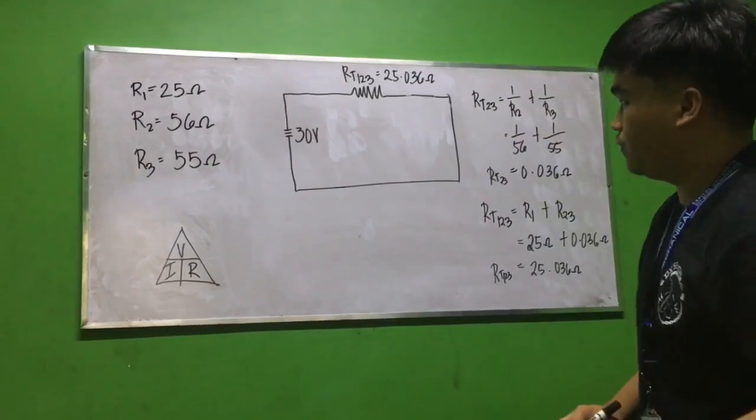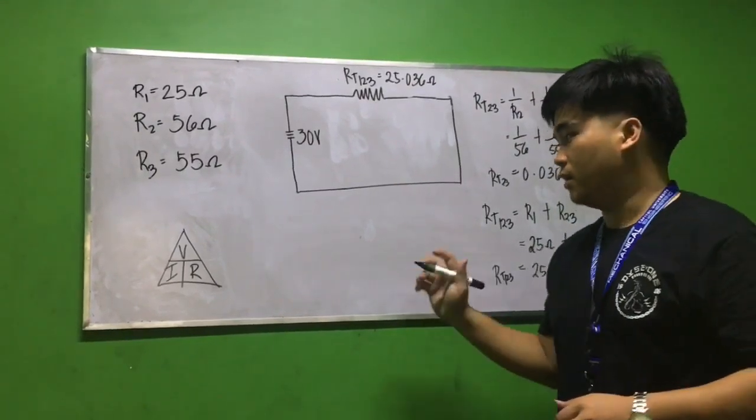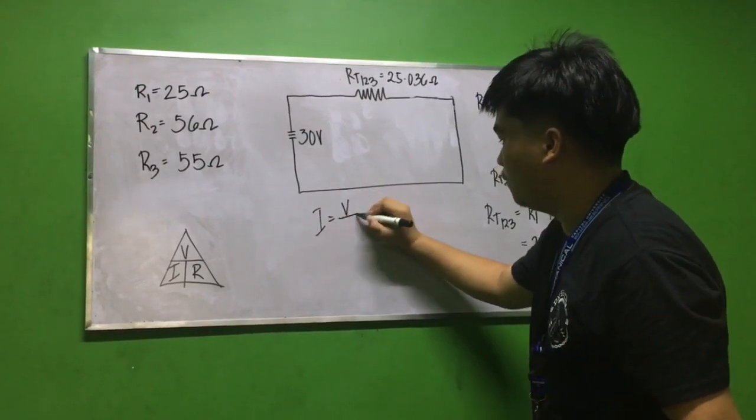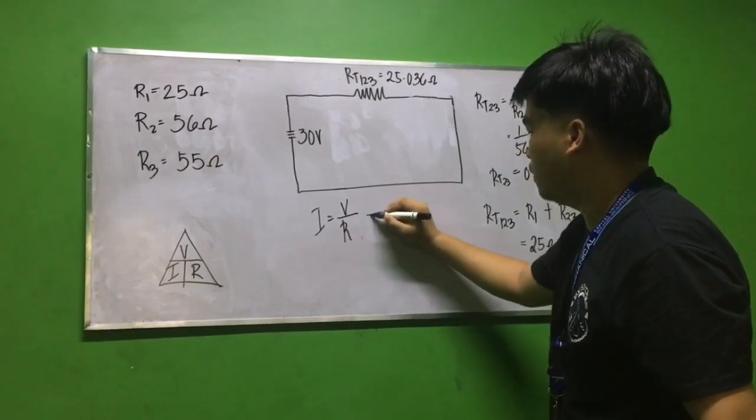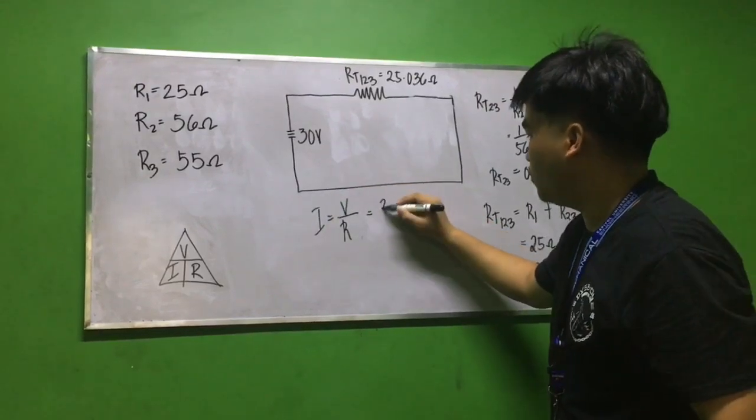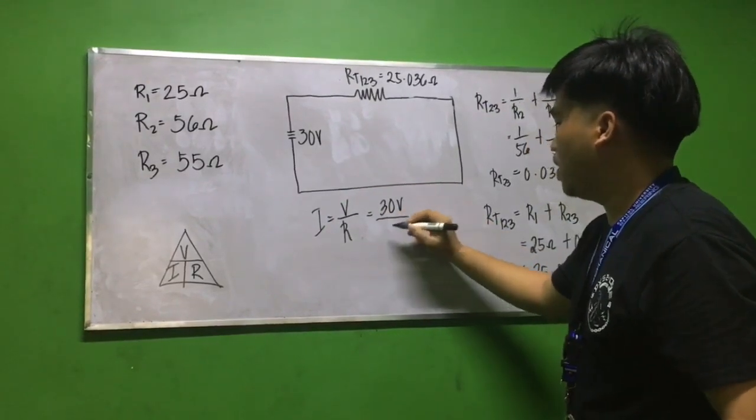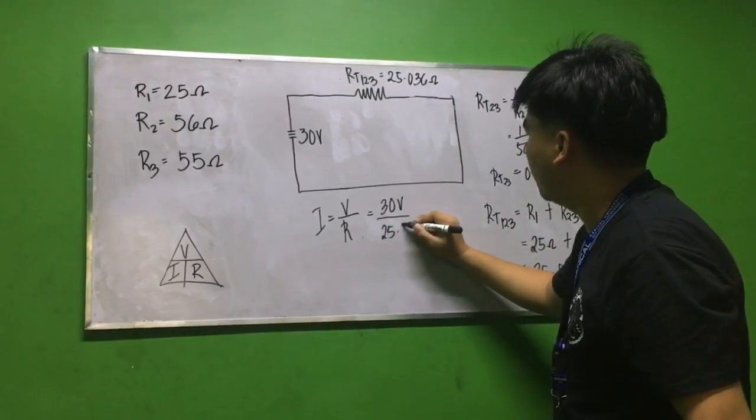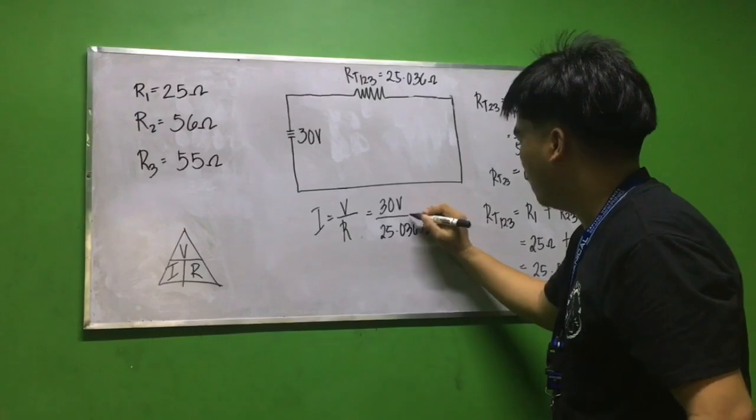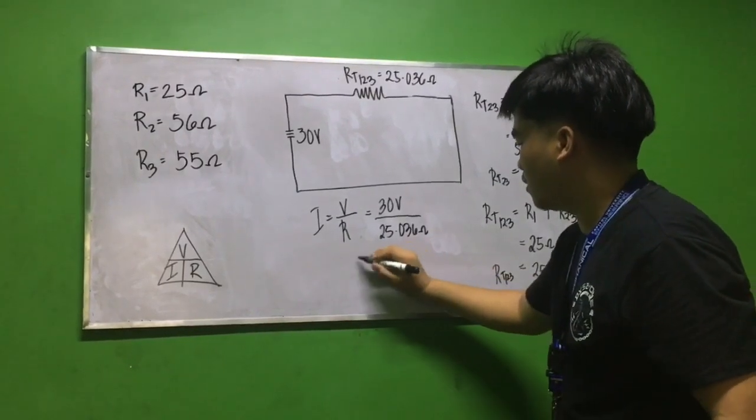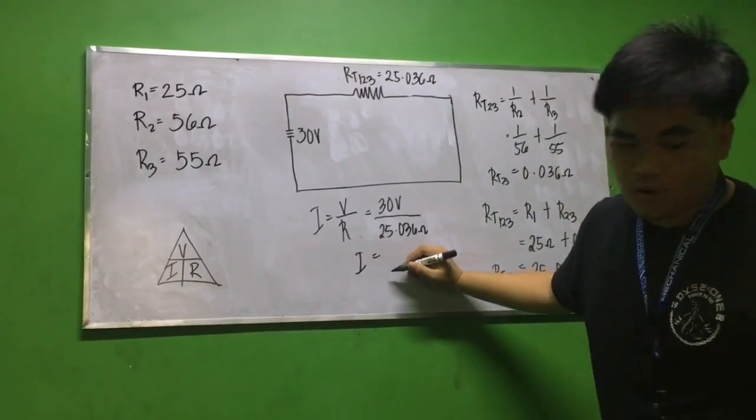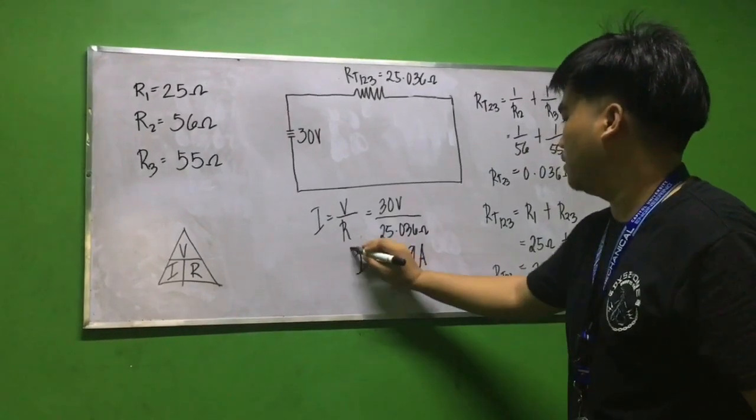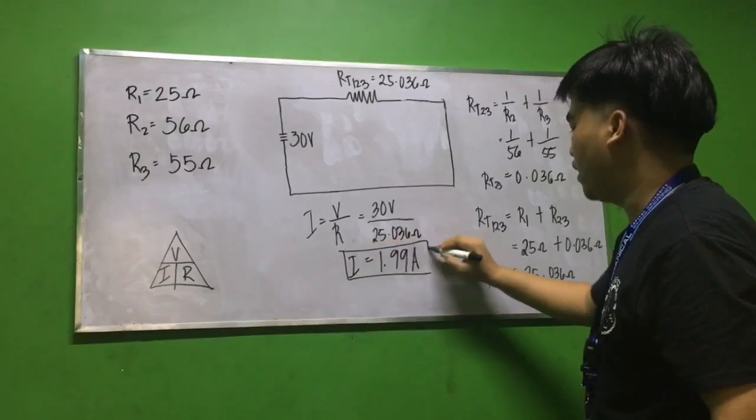Next we have to calculate the total current. We have this formula: I equals V over R. We have this given 30 volts and total resistance 25.036 ohms. So the total current is 1.99 amperes. So this is the final answer.